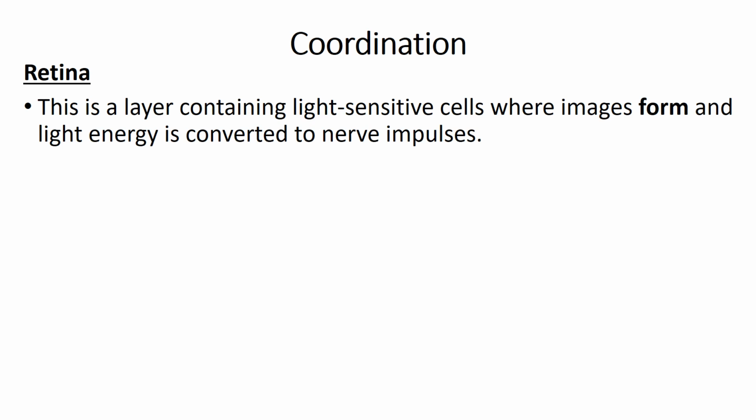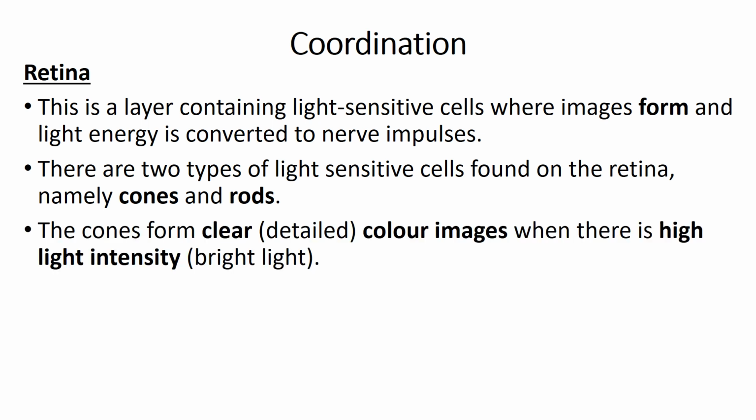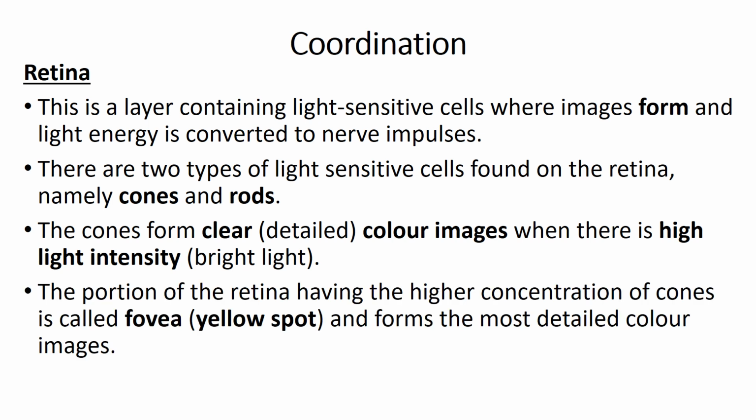The next is the retina, which is a layer containing light-sensitive cells where images form and light energy is converted to nerve impulses. Okay, there are two types of light-sensitive cells found on the retina. These are cones and rods. Okay, so the cones form clear or detailed images when there is high light intensity. Well, the rods, on the other hand, by the way, the portion of the retina having the high concentration of cones is called the yellow spot and forms the most detailed color images, like I said.